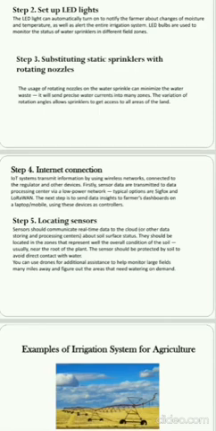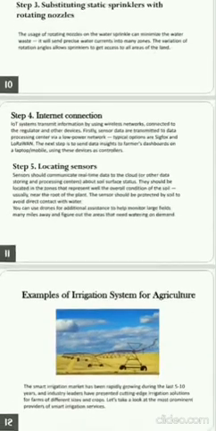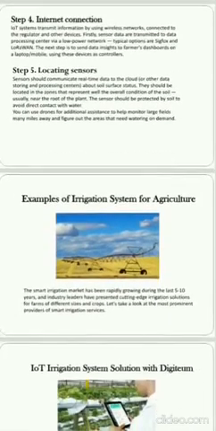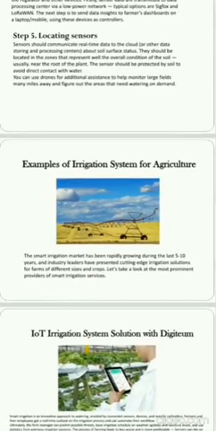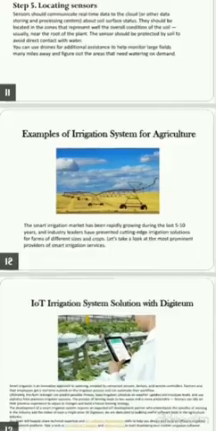Example of irrigation system for agriculture. The smart irrigation market has been rapidly growing during the last 5-10 years, and industry leaders have presented cutting edge irrigation solutions for farms of different size and crops. Let's take a look at the most prominent providers of smart irrigation services.